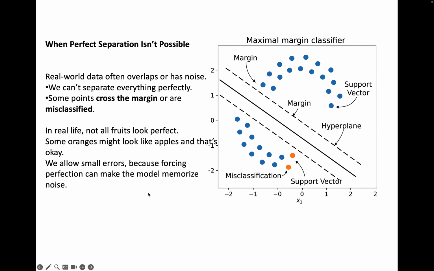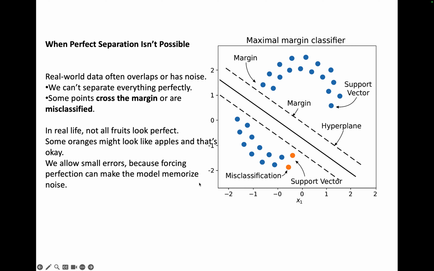Okay, good. Now, why isn't perfect separation possible? In real world data, often there are overlaps and noise, right? We can't separate everything perfectly. Some points cross the margin and are misclassified. For example, you see here, this is a support vector, but it is a different color, not supposed to be here, right? So it's a misclassification. You divided between this and this, and this is here, so it's a misclassification, although these colors are both the same.